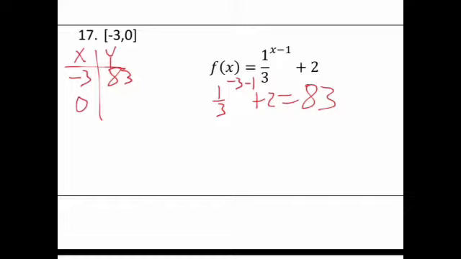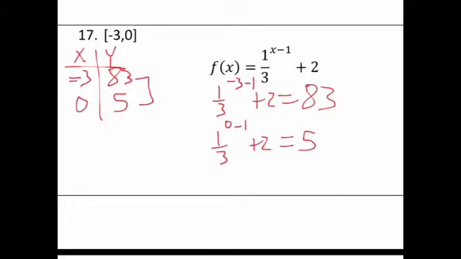And then my next one, we have to do 1/3 to the 0 minus 1 power plus 2. Well, 0 minus 1 is just -1. 1/3 to the -1 power is the same thing as 3 to the first. And we do 3 to the first, and you add 2, you're going to get 5. So now we got that.